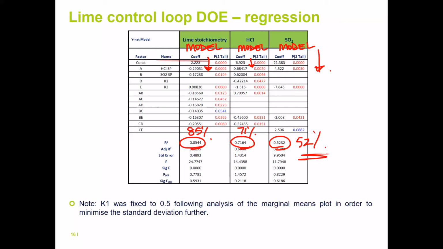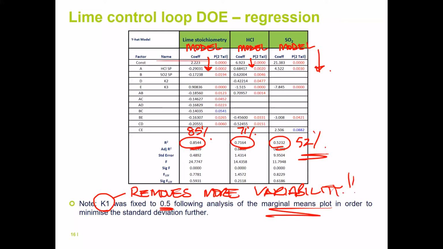Okay, and you can see that there's a comment on the bottom that from the analysis, one of the things they learned is that if you set K1 to 0.5, it removes even more variability. Okay, removes more variability. So they've gone for even more control here. It's a fantastic thing to do. Great knowledge came out of this experiment. They are using it to their advantage.